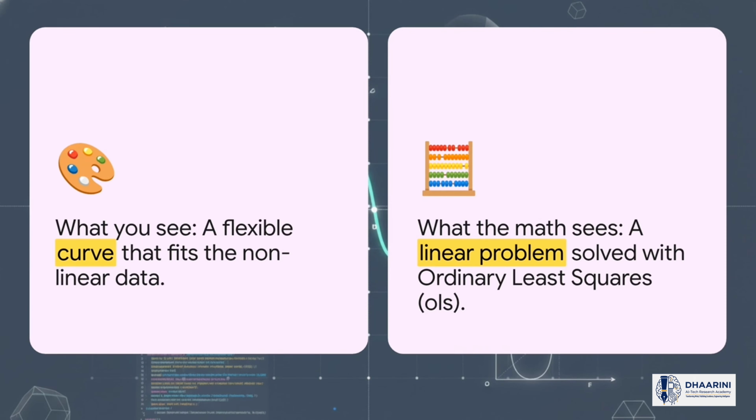And this right here is the secret sauce. What we see is a curve, right? But what the math sees is actually a linear problem. How is that possible? Well, it's because the equation is linear when it comes to the coefficients. Those are the numbers the model's trying to figure out. And because of that little trick, we can still use the same super fast, super efficient methods like ordinary least squares to solve it. It's the best of both worlds.